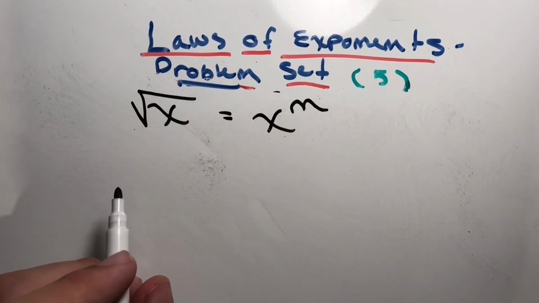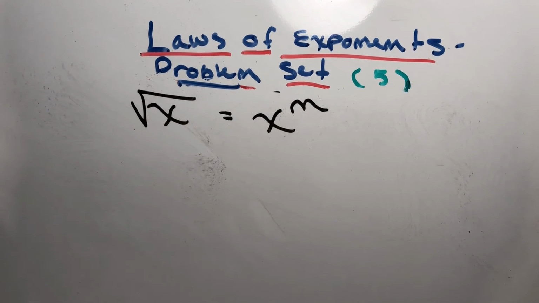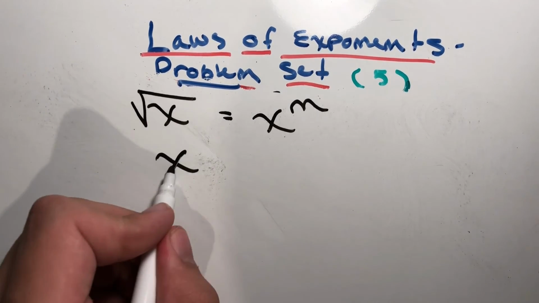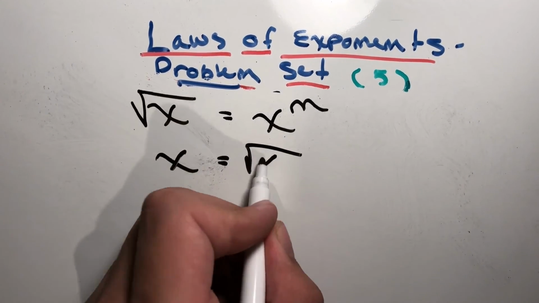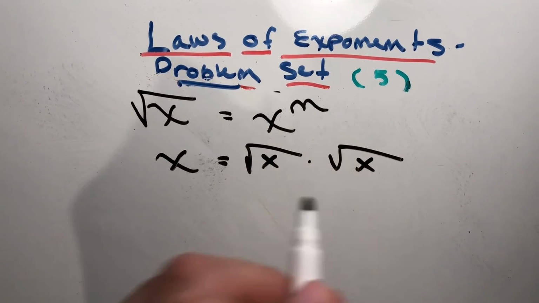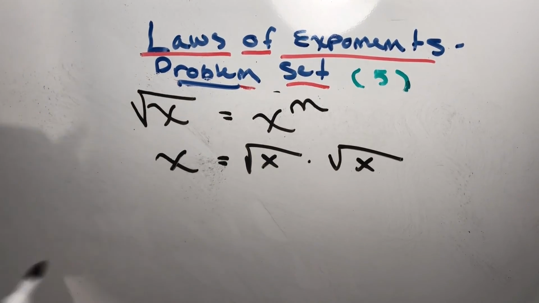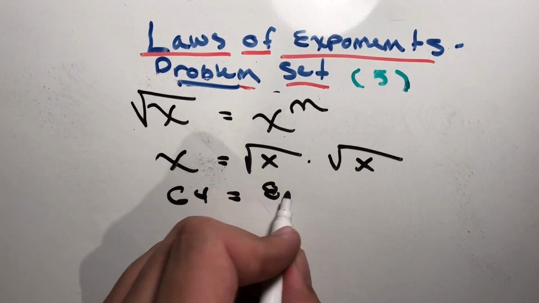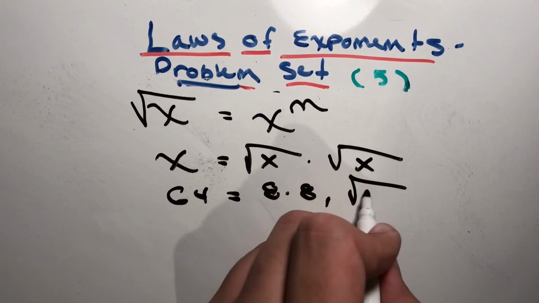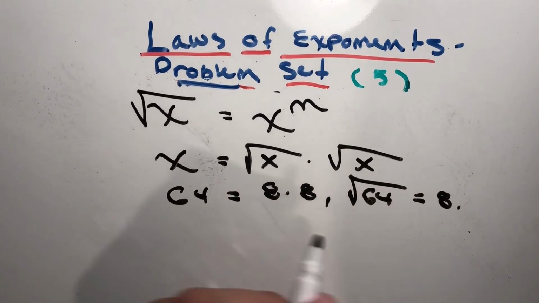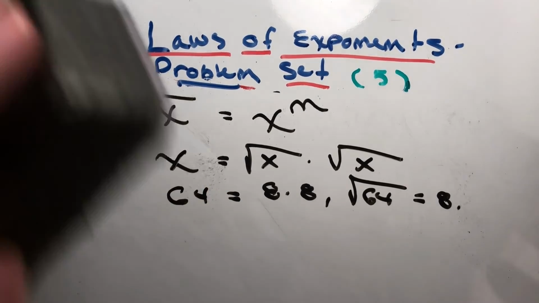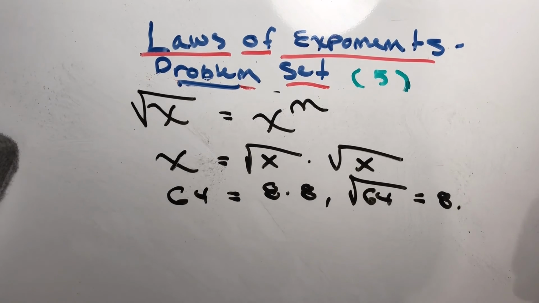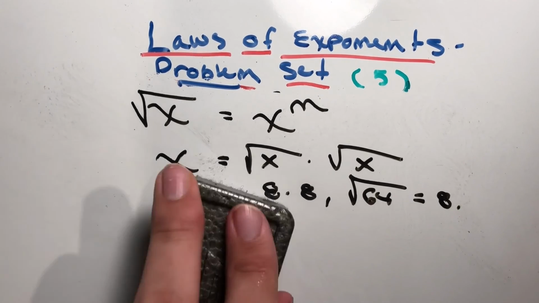Well, we know what a square root is, right? A square root is two numbers that multiply together to give us x. So we have x is equal to the square root of x times the square root of x. These are those two numbers that multiply together to give us x. Just like 64 equals 8 times 8. The square root of 64 equals 8. Most people know that when you have a perfect square number, two of the same numbers multiplied together give you that number, right?